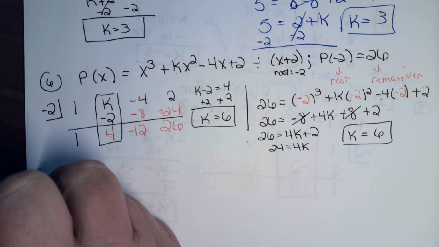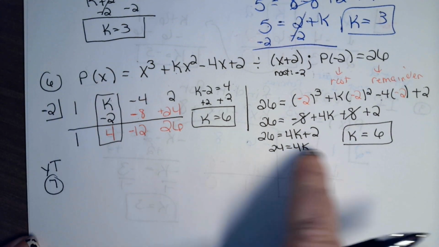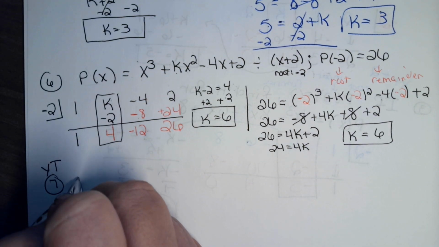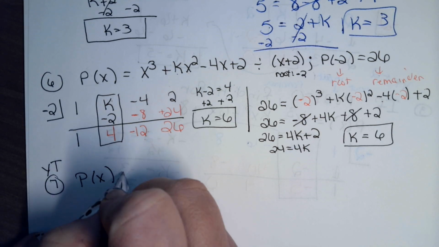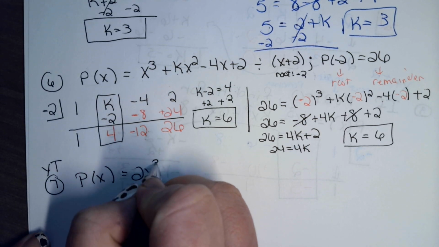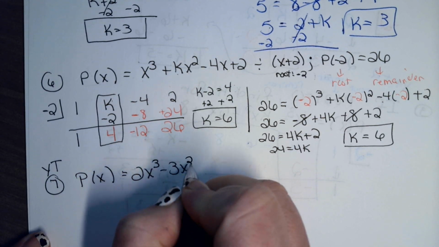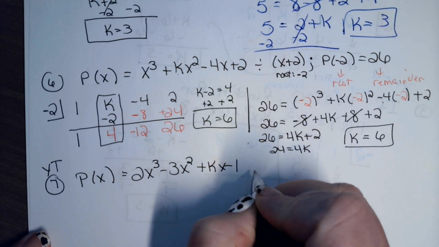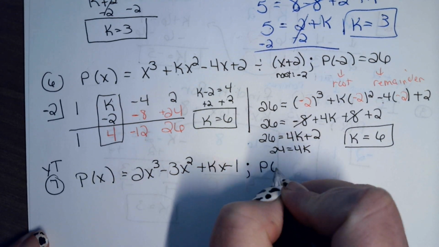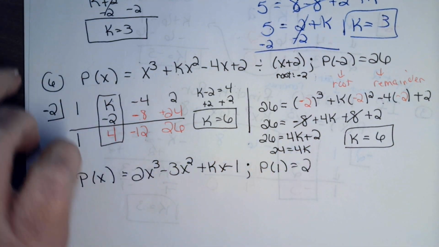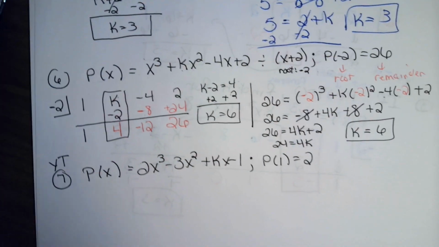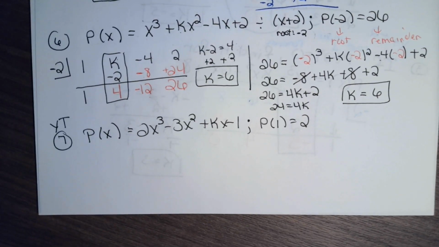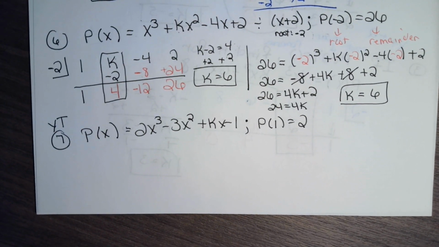All right, so our last problem is our U-try. Let's say that you are given the polynomial 2x cubed minus 3x squared plus kx minus 1, and you're told that p of 1 is equal to 2. Choose a method and find what k is. If you'll pause the video for about 4 minutes.